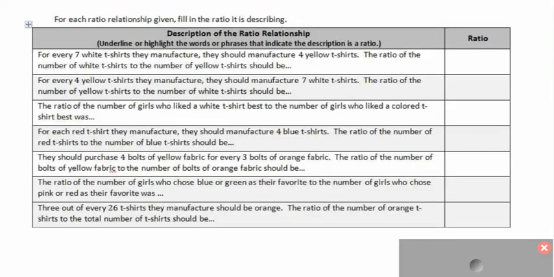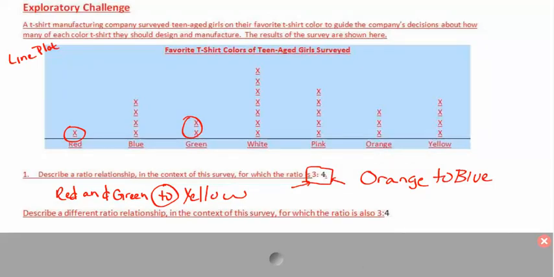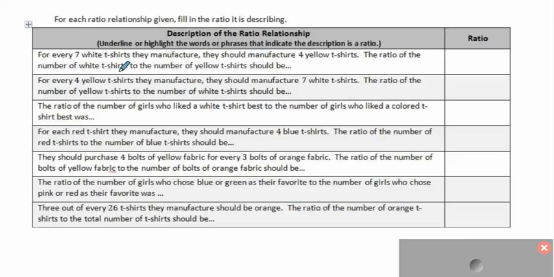All right, so the next one, this is all questions where you're going to read the description and you're going to write the ratio. You can simply read the directions here, or you can go back and look at the picture. I actually think you have enough just to read it here. Okay, this says for every 7 white t-shirts they manufactured, they should manufacture 4 yellow t-shirts. So what is the number of white t-shirts to yellow?